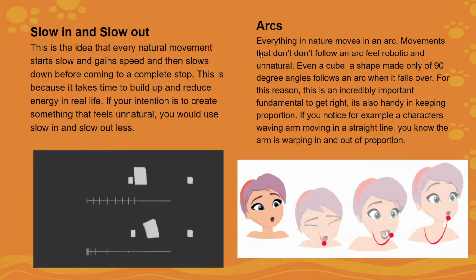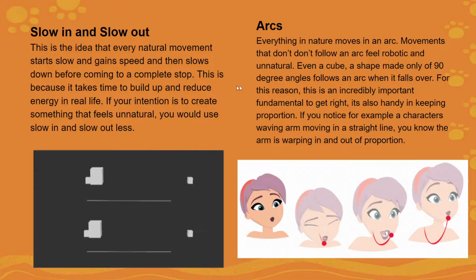Cool. Another thing we can chat about is arcs. This principle refers to how everything in nature moves in an arc. Movements that don't follow an arc feel robotic and unnatural. So even a cube, as I've said, a shape made of only 90-degree angles, follows an arc if it falls over, because it's pivoting on a corner.